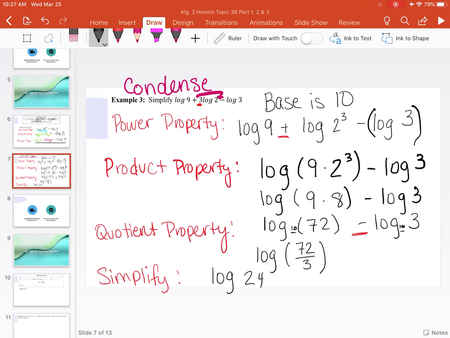Now if it also wanted us to evaluate this after we condensed it, then we can plug it into our calculator, again because we have a base of 10 right here. We could plug that into a calculator and we would get our answer.